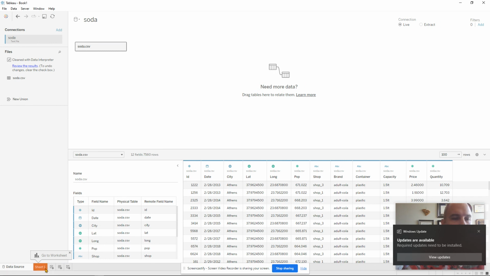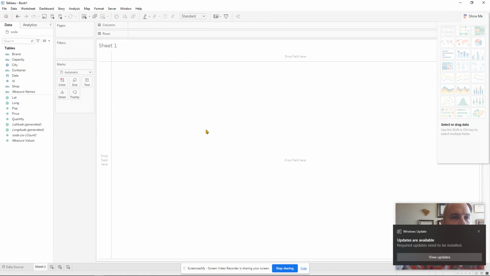In fact, let's just go to the worksheet. So first thing, we need to specify. So think about all the variations we have. We have variations across brand. Capacity and container are the same. There's a one-to-one mapping here. So we have variations across containers, geographic variations, variation across date.